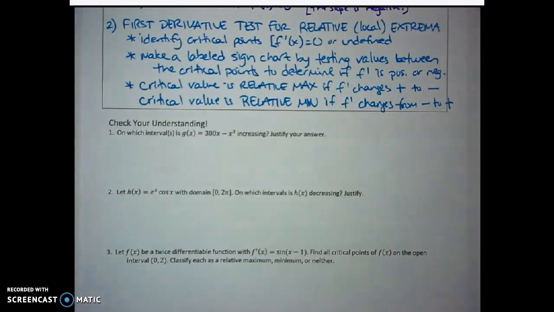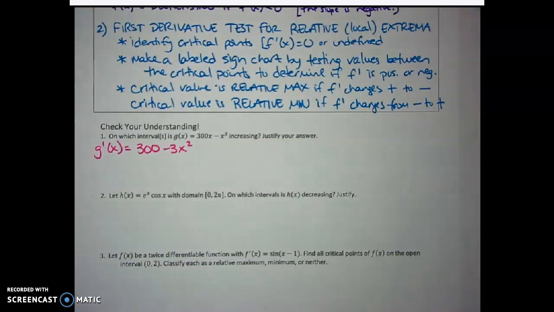Number 1, on which interval or intervals is g of x increasing? Can you justify your answer? So we need to find our first derivative, so go ahead and pause that and find your critical values from your first derivative. I get that my first derivative is 300 minus 3x squared. Now I need to set that equal to 0 to find my critical values.